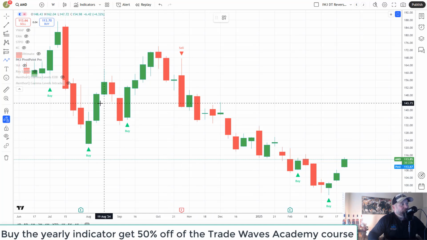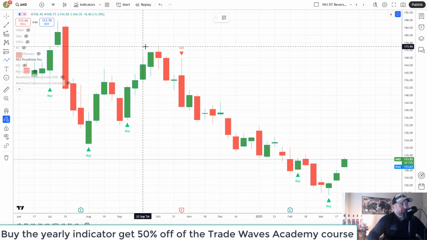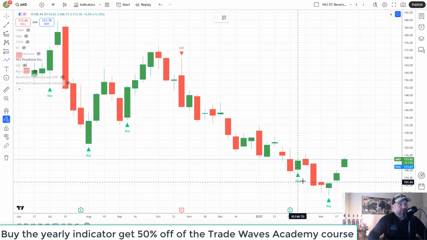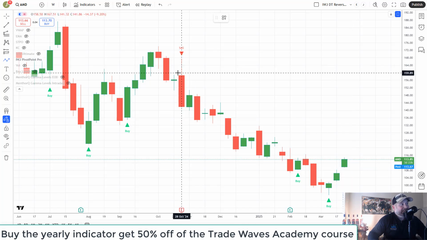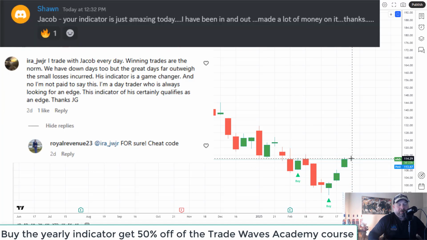So you had 4 trades here: a crushing trade, a super crushing trade, a stop out, and a crushing trade. I think that's a pretty incredible run. These are 15 to 20% winners in just a few weeks, and this one happened to be a 30% winner. Guys, this is what the indicator does. It gives you great entries.